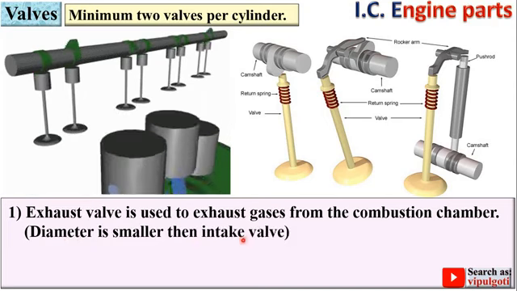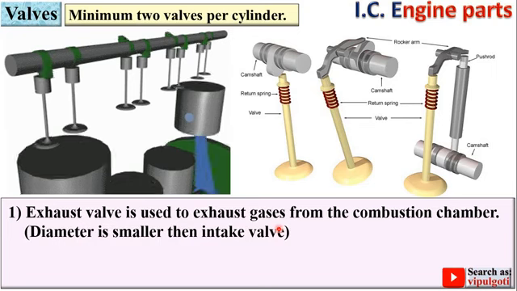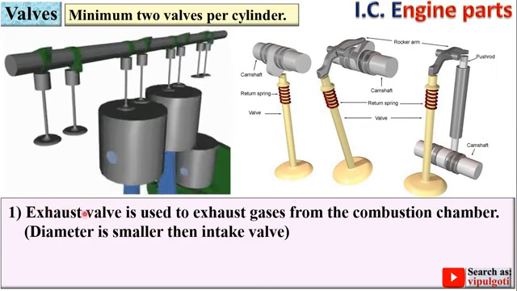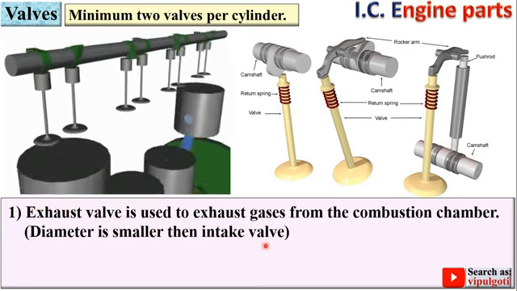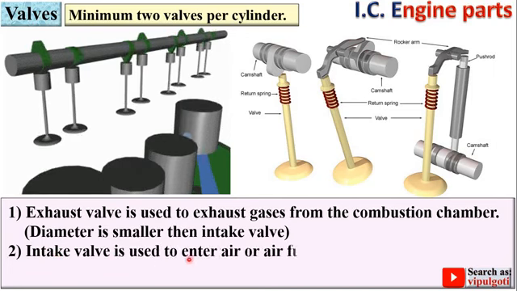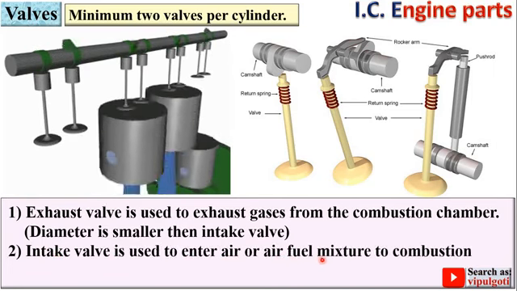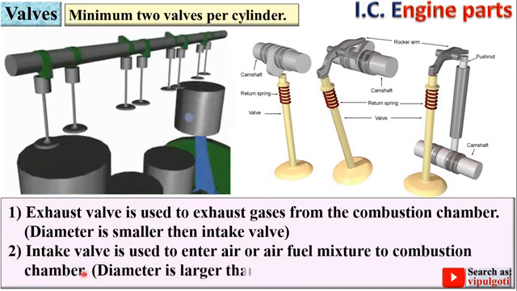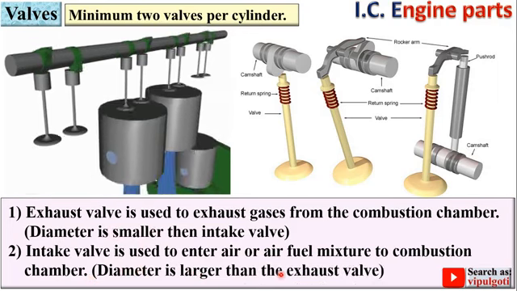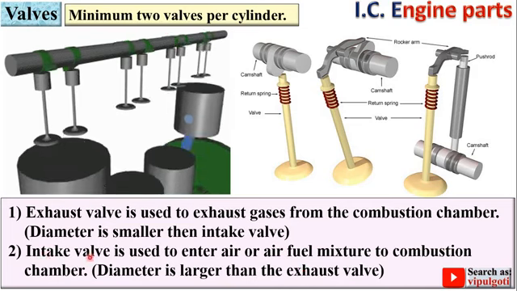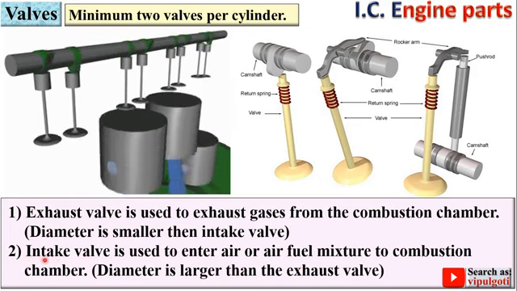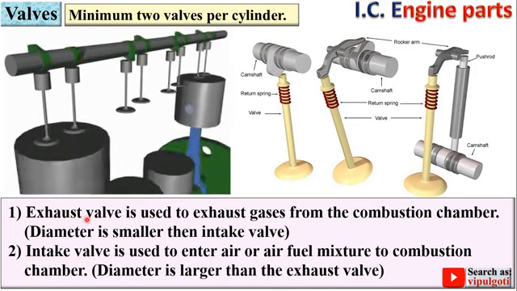Diameter is smaller than the intake valve. So keep in mind, this is the important point. Diameter of the exhaust valve is smaller than the intake valve. The intake valve is used to enter air or air fuel mixture into the combustion chamber. And here you can understand the diameter is larger than the exhaust valve. So keep in mind the diameter of the intake valve is always larger than the diameter of the exhaust valve.